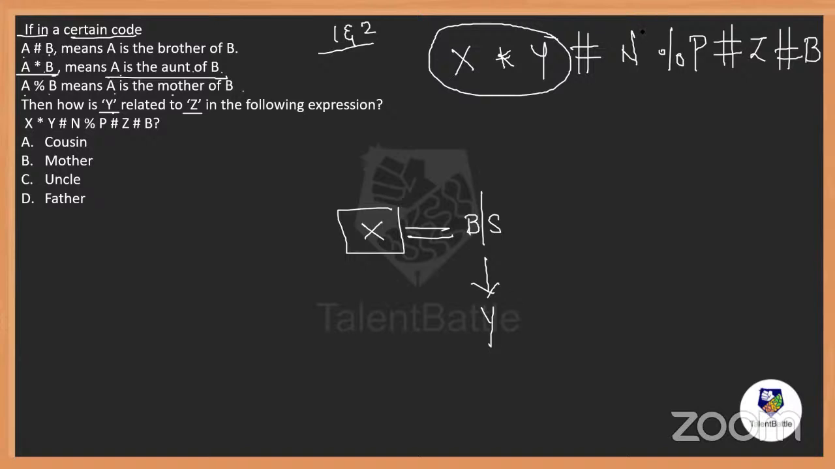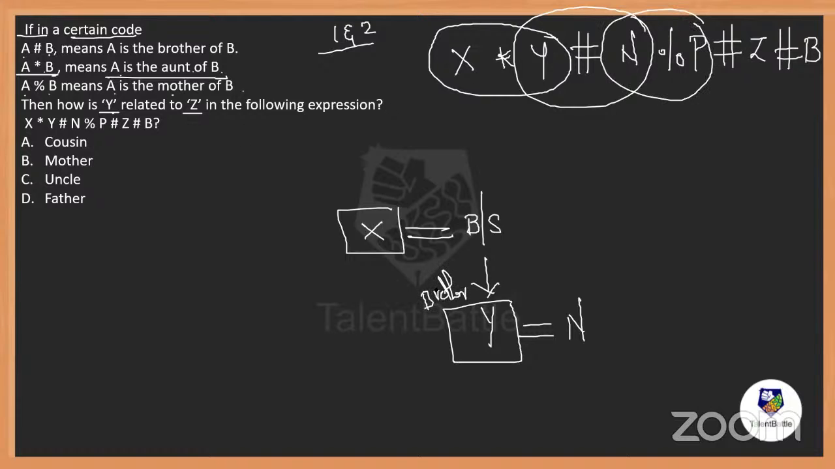Okay, next. Y hashtag N. Y hashtag N means Y is the brother of N. For N, Y is the brother. Now, N percentage P means N is the mother of P. Here N is the mother of P. P hashtag Z means P is the brother of Z.